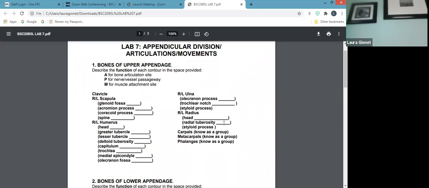And then we have a styloid process too. So the distal tippy end of it is called a styloid process. In the wrists, we have styloid processes. In the ankles, we have malleoli, a medial and lateral malleolus.